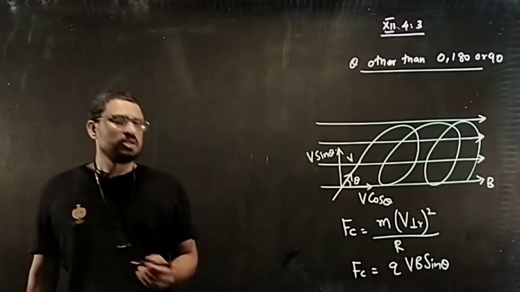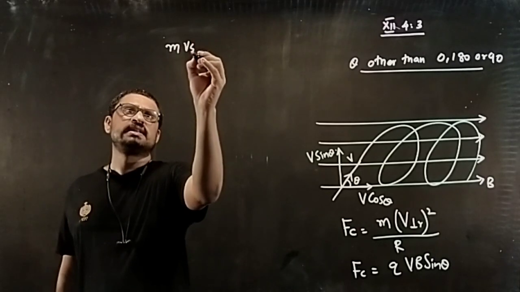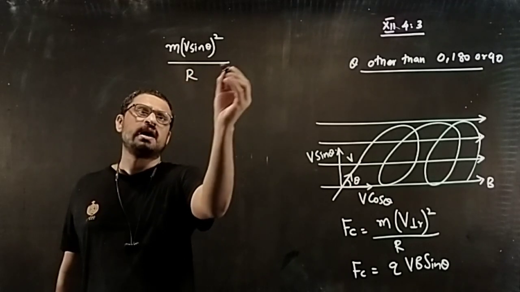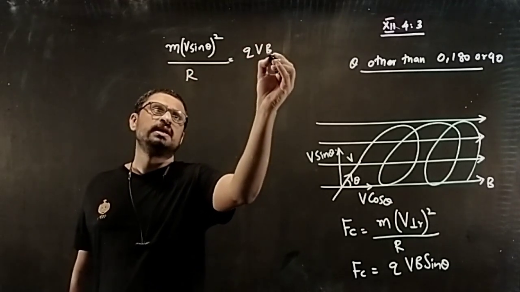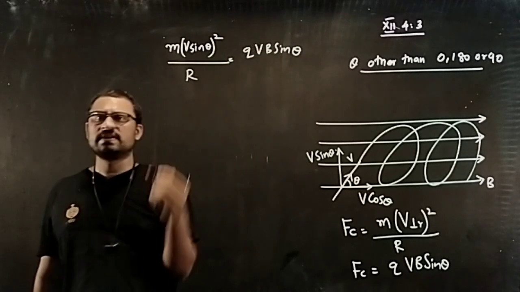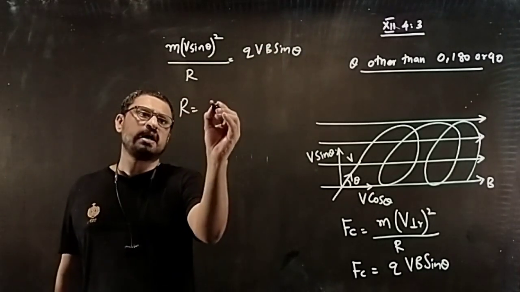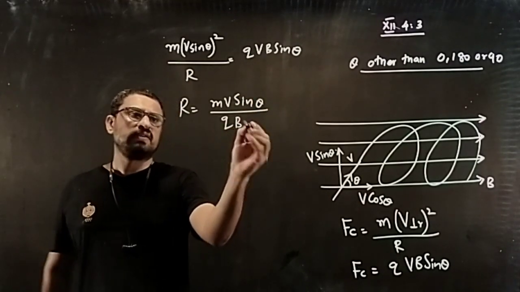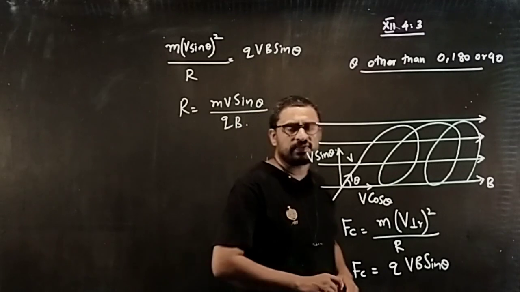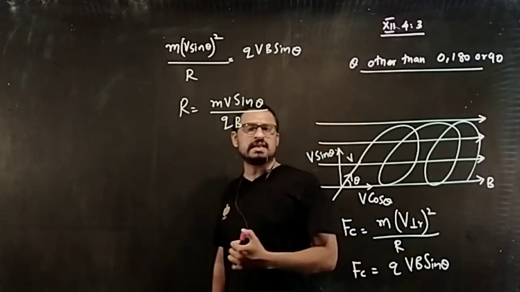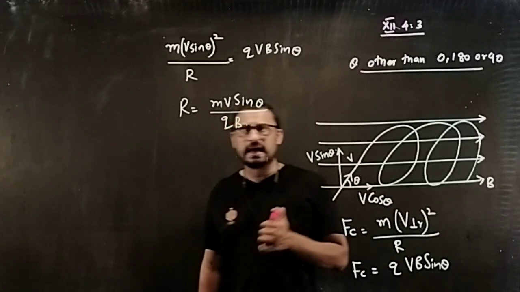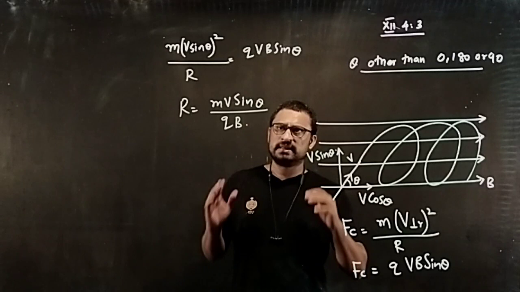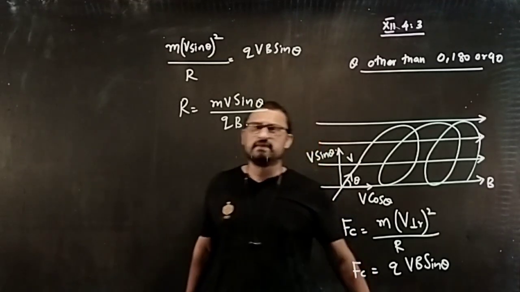So how can you write it? So we can write m (v sin theta) the whole square by r, because v perpendicular is v sin theta, equal to qvB sin theta. Here v sin theta will be cancelled. There you are getting r is equal to mv sin theta by qB. So if a charged particle is entering a magnetic field making an angle other than 0, 90 or 180, it will follow a helical path, and the radius of that helical path is given by mv sin theta by qB.